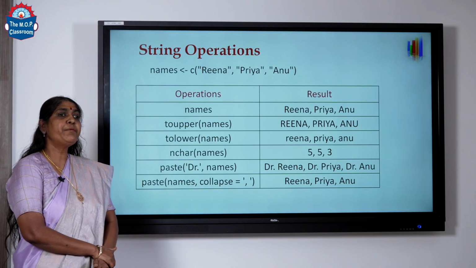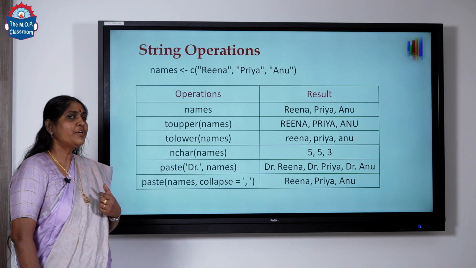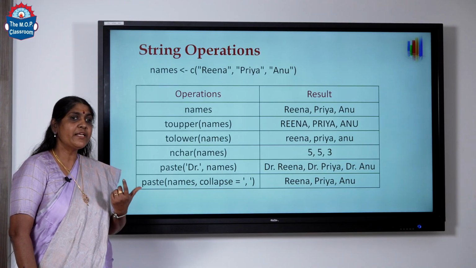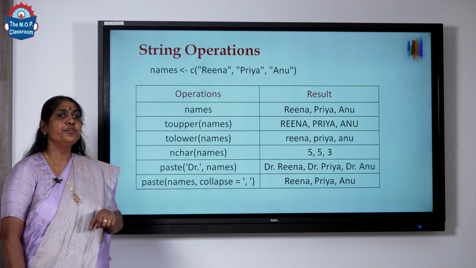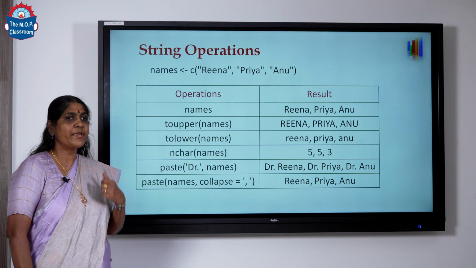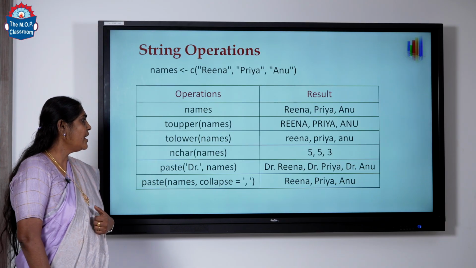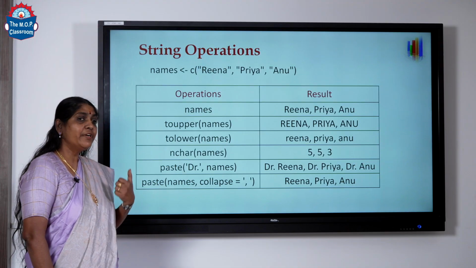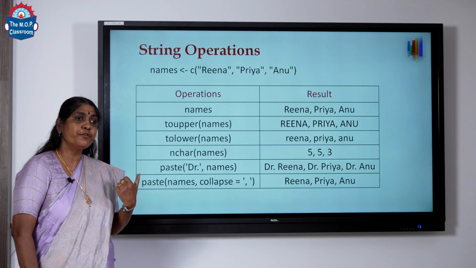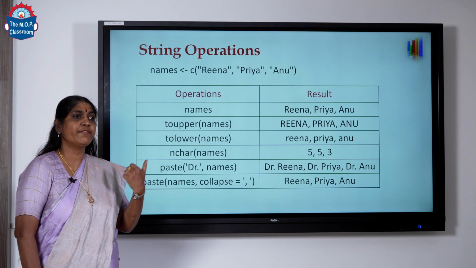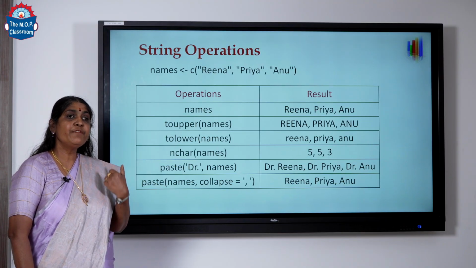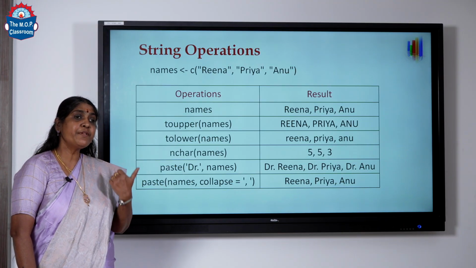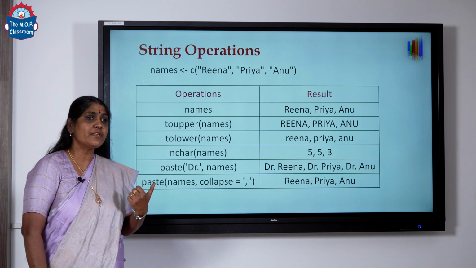We can apply the string function toupper to convert them into capitalized data, and we can also change it to lowercase by making use of the tolower function. We can make use of nchar, which will give you the number of characters in every string, as well as the paste function, which will add multiple values to every element in the vector.